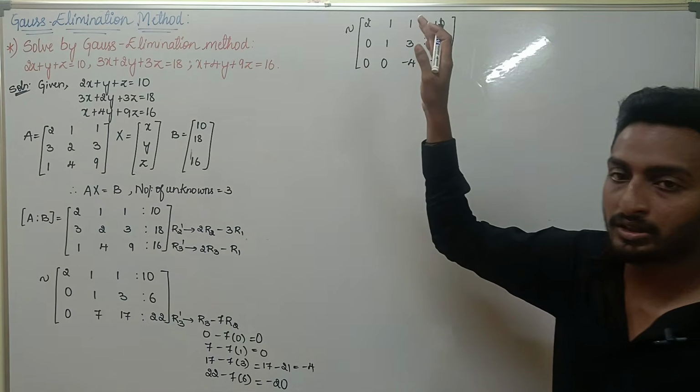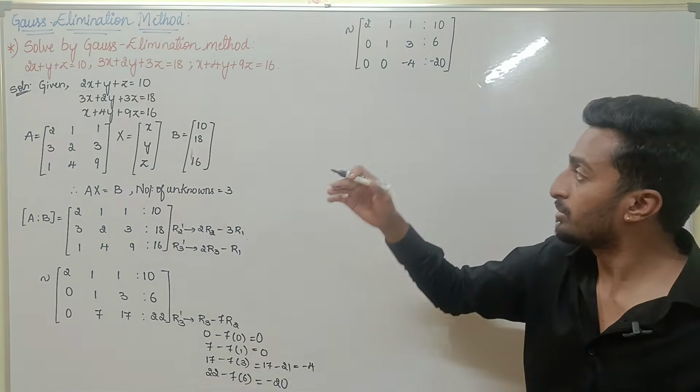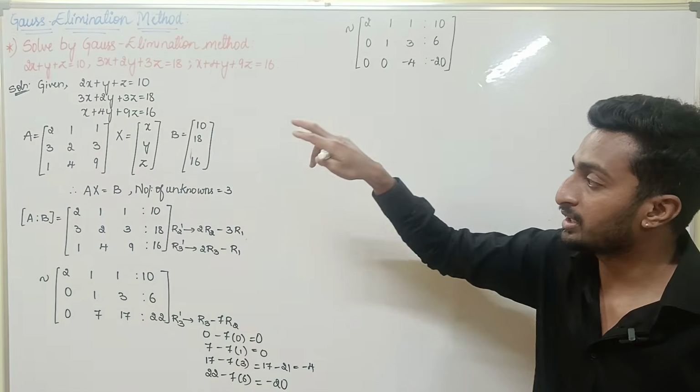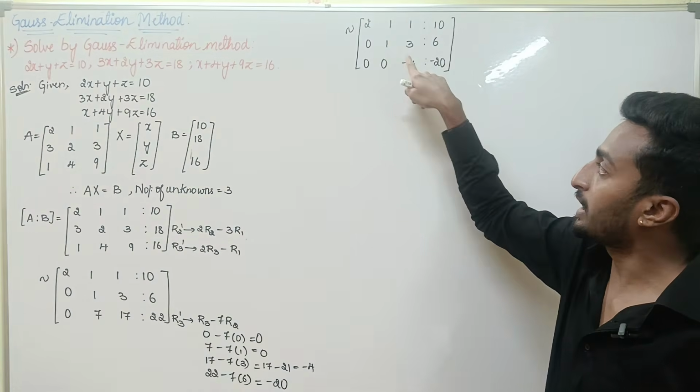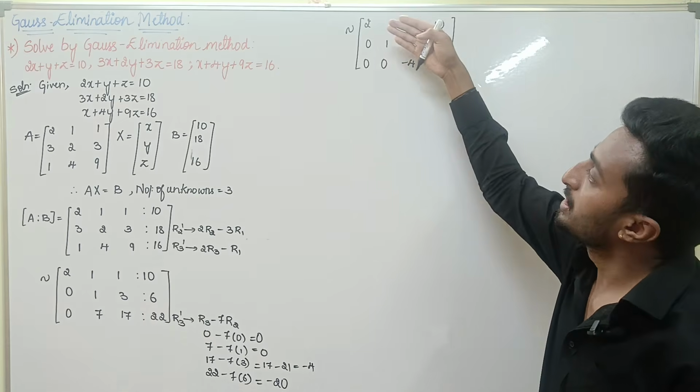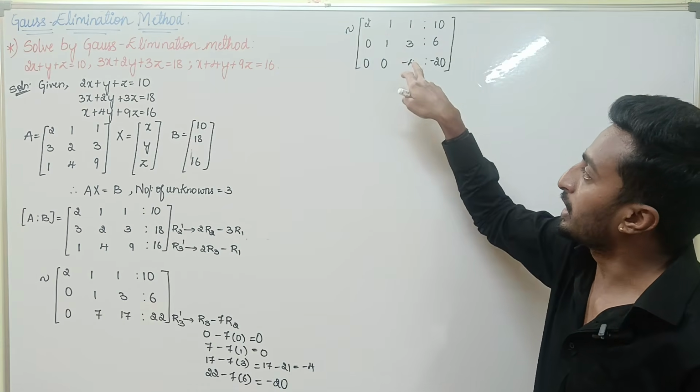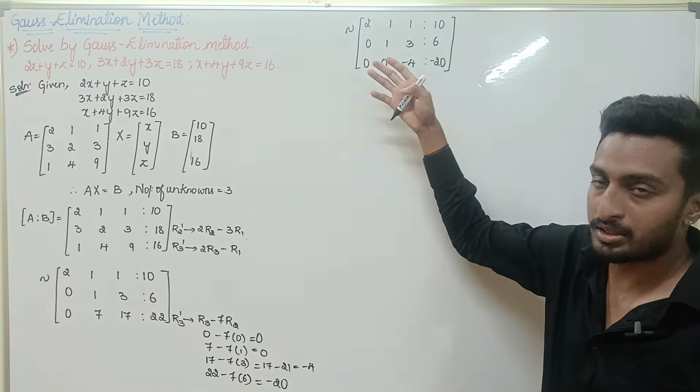See, we need to find the upper triangular matrix. What is an upper triangular matrix? Considering matrix A, below the diagonal elements, every element should be 0.